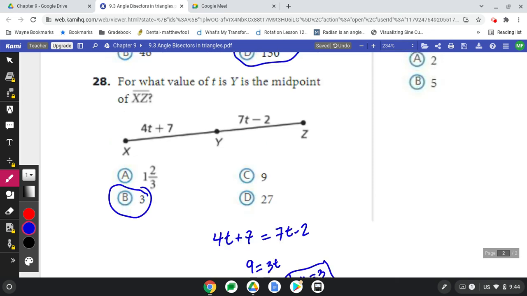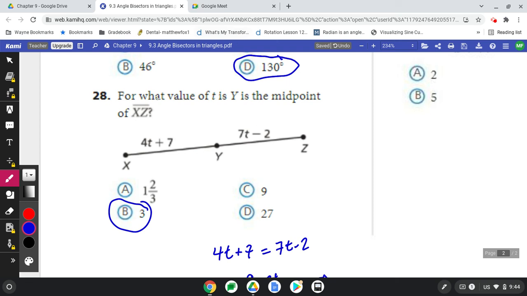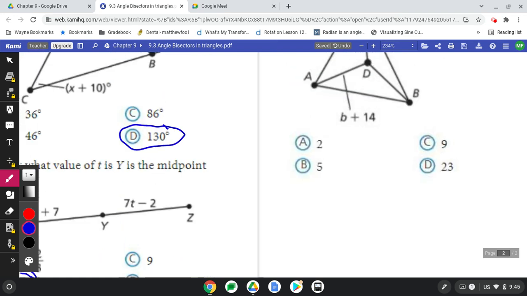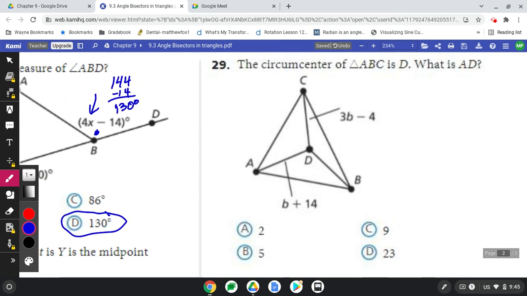Now, it doesn't ask, but if we wanted to know what a measurement was, I could plug it in. 4 times 3 is 12. 12 plus 7. This side would be 19. That means this side's also 19. The whole thing would be 38 if it cared, but it doesn't. So we're good. Okay, the final one.